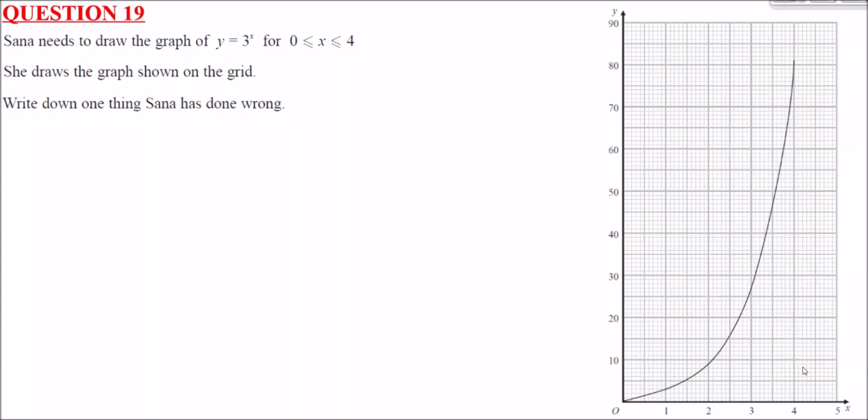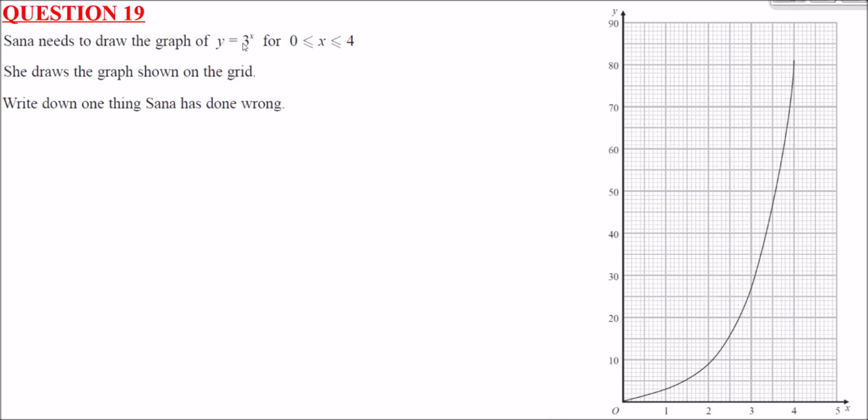Question 19 is about Sana, who needs to draw the graph of y equals 3 to the power x between x being 0 to 4 inclusive. She draws it on the grid as shown. She's done a nice job with the curve. However, she's done one thing wrong. Write down one thing Sana has done wrong.